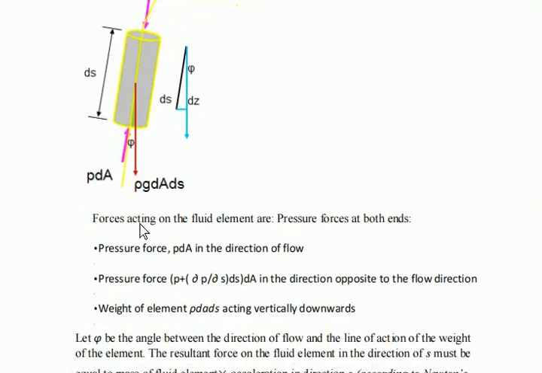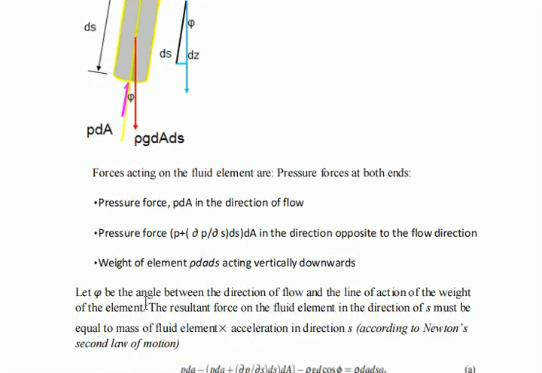Now let phi be the angle between the direction of flow and the line of action of the weight of the element. This is the weight of the element. So this phi is nothing but the angle between the direction of the flow and the self weight which is acting on that element. This is the angle here.